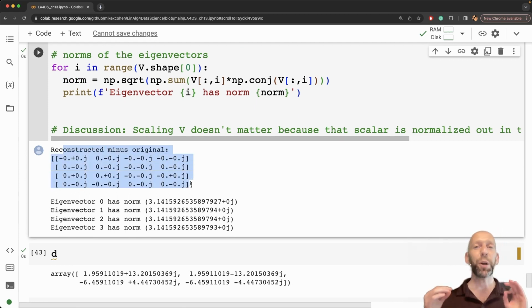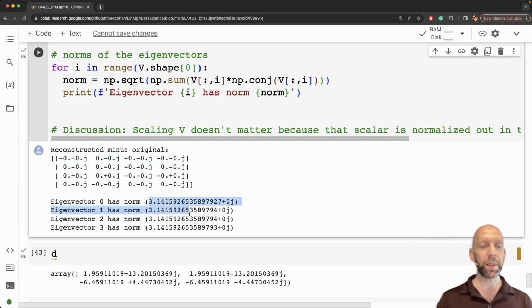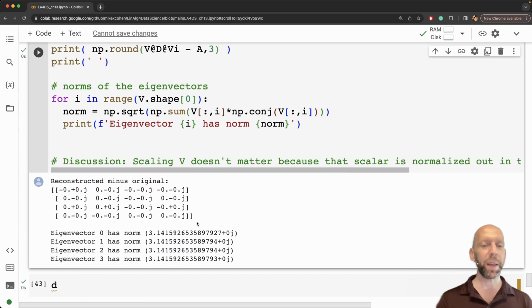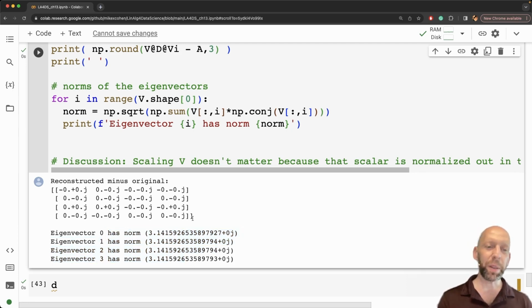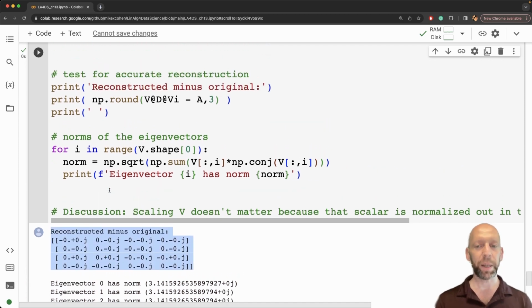So we have a perfect reconstruction of this matrix, even though the norms of these eigenvectors is now pi instead of being 1. And why is this the case? Well, first of all, this is not surprising. You learned about this in chapter, I don't remember what number it was, but it was one of the first chapters about vector norms. If you scalar multiply a vector, you're going to scalar multiply the norm. So that's not surprising. What might be surprising, perhaps unexpected, is this, that we still get a perfect reconstruction.